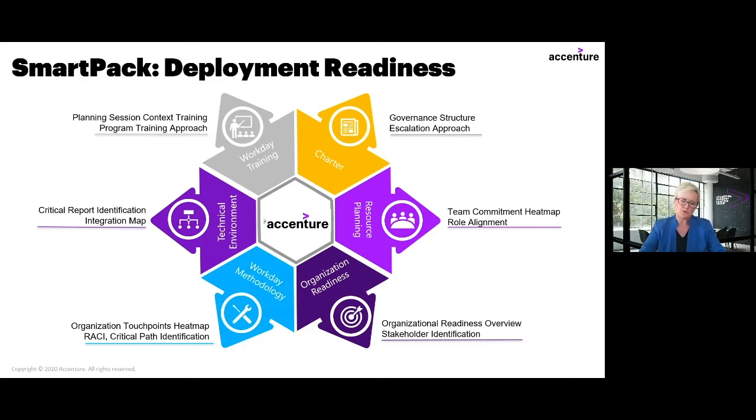The Smart Pack was really created from our lessons learned, honestly, from working with our clients throughout the deployments, but also from listening to the client's feedback. The Smart Pack's vision is really an organized approach to prepare the project structure. It's really key to build this foundation so that it will allow the team to hit the ground running when it's time for the deployment. So as you can see from this visual, the Smart Pack has 6 focus points.